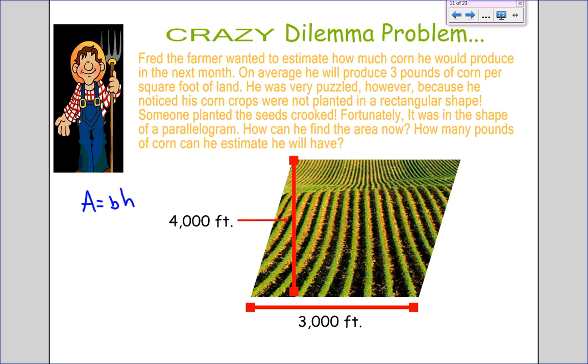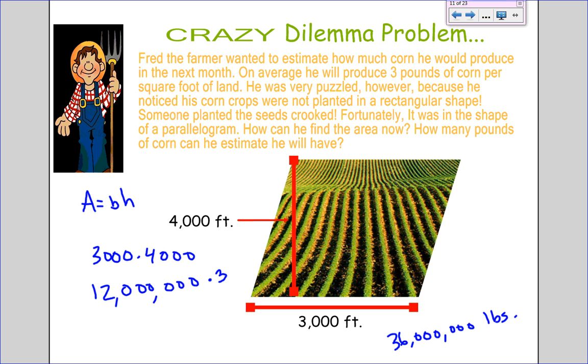How many pounds of corn can he estimate he'll have? Well, we need to find what the square footage is first off. So 3,000 times 4,000. You get 12 and then 6 zeros, which is 12 million square feet. That's how many square feet of land he has on his farm. Now, it's 3 pounds of corn per square foot, so times 3 gives you 36 million pounds of corn that he'll be able to produce. It's quite a bit of corn, but corn is used in a lot of things, so it's not as much as it might sound like it is.